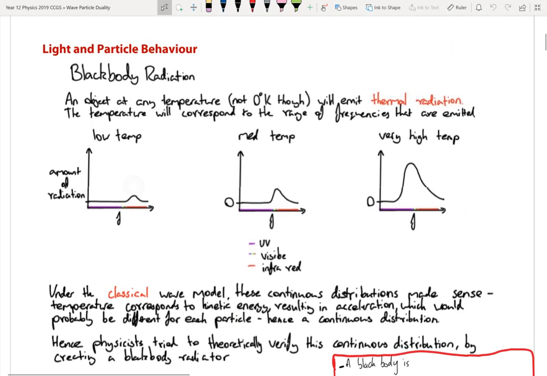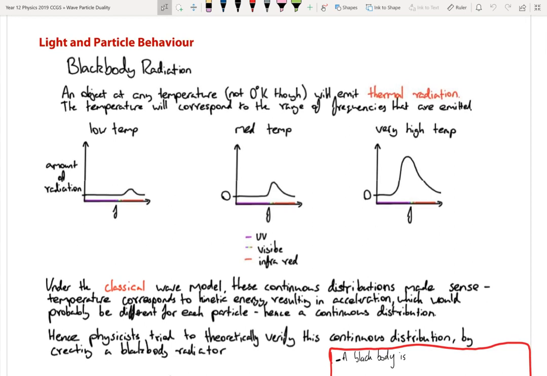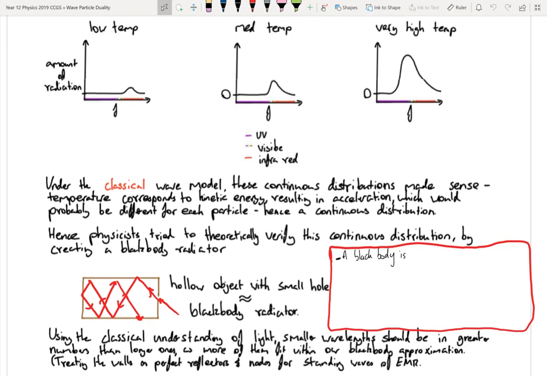This section obviously looks at the cul-de-sac of the classical wave model, the ultraviolet catastrophe. Here's our little model. In order for them to explain how objects both absorb and emit electromagnetic radiation, I had to come up with this theoretical object called a black body. We will put the definition down, because it's appeared in the marking key of the WAIS in previous exams, so you need to know what the definition of a black body is.